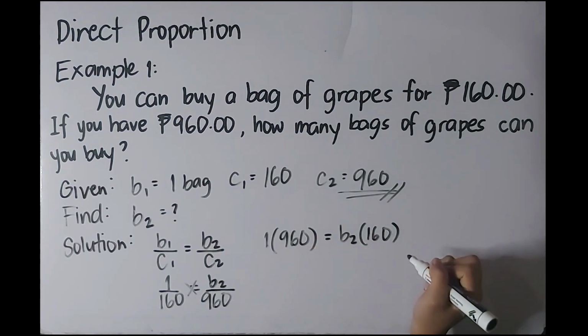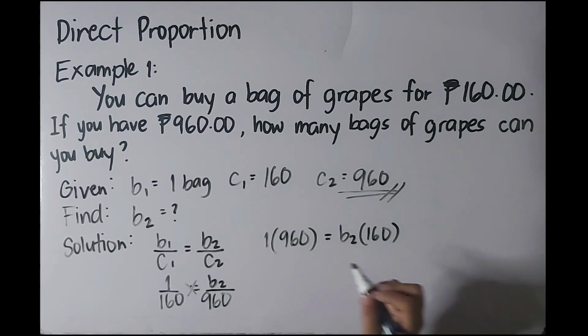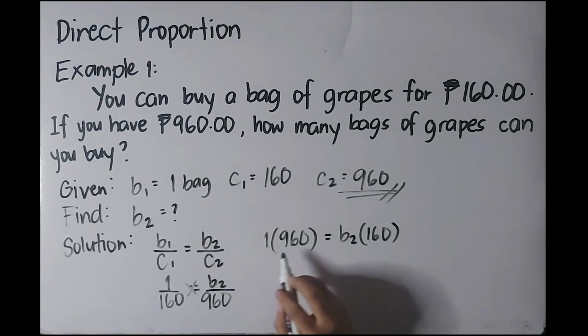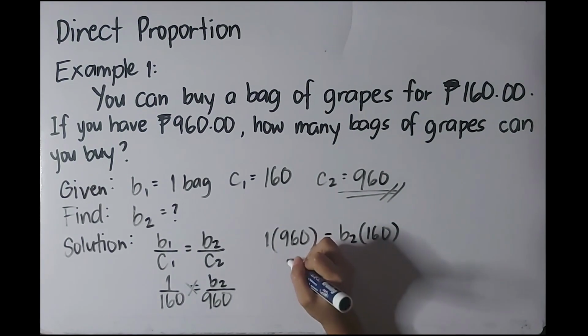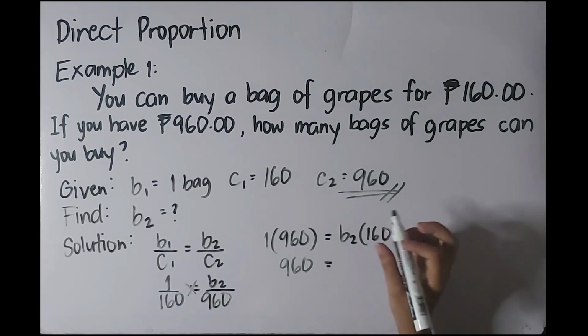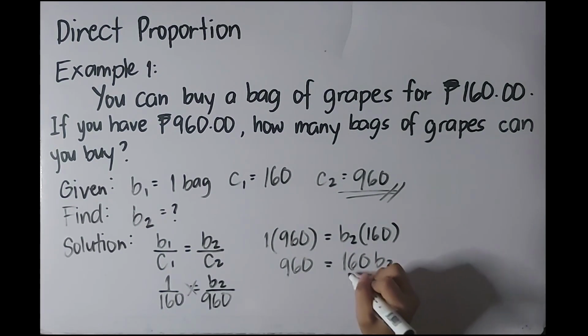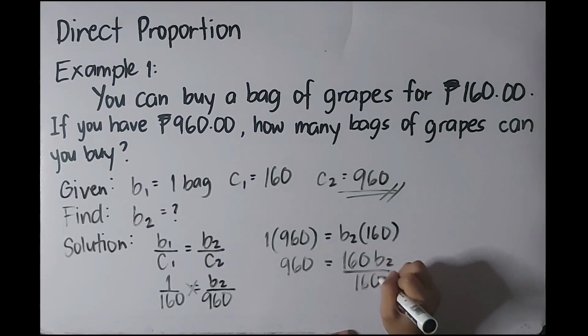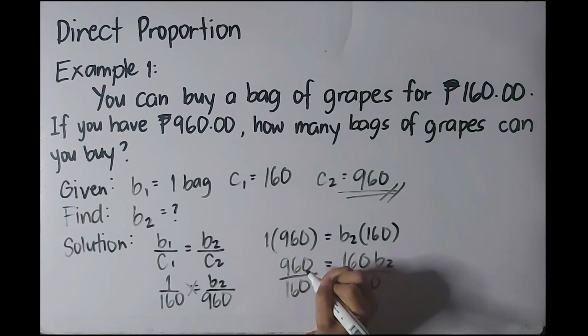This equation proves the fundamental property of proportion, wherein the product of the means and the product of the extremes should be equal. So 1 multiplied by 960 is 960, equals B2 multiplied by 160, so we have 160 B2. To get the value of B2, we need to divide both sides, this side and this side, by 160.